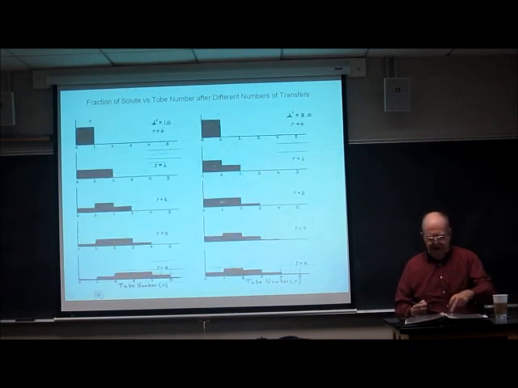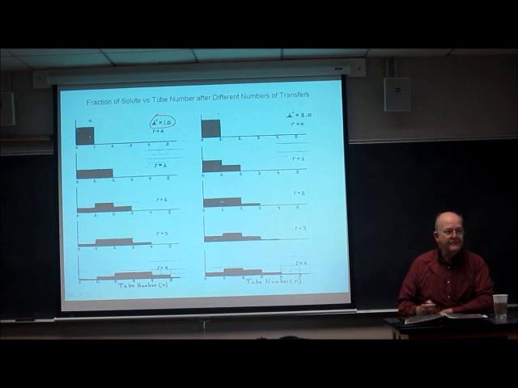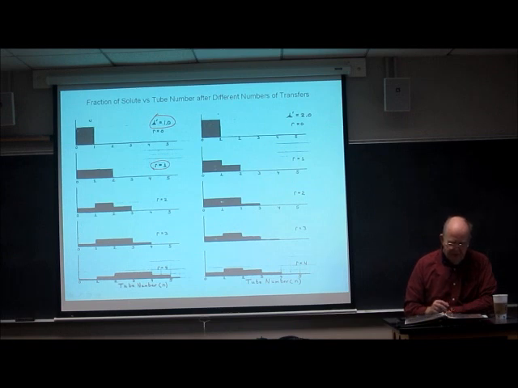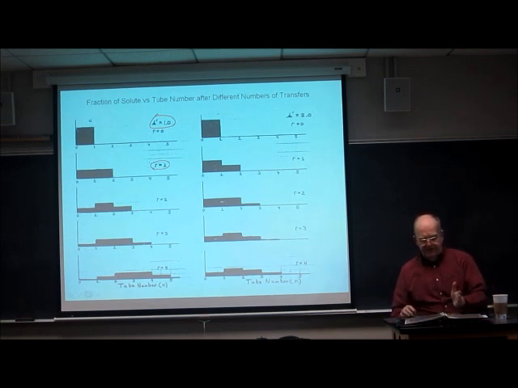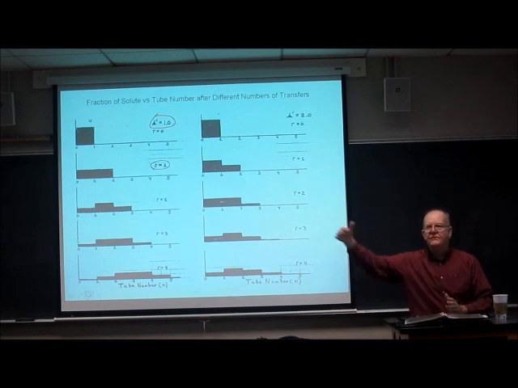Well, there we go. Here's K prime 1. It's still the same answer for zero transfers. It's all in the first tube. It's 1. If K prime is 1, and if we do the first transfer, it's a half and a half, a quarter, a half, a quarter, 1/8, 3/8, 3/8, 1/8, and so on. So what you see is the distribution shifts down the tubes as you do more and more transfers. And eventually, the whole distribution would move through the last tube.